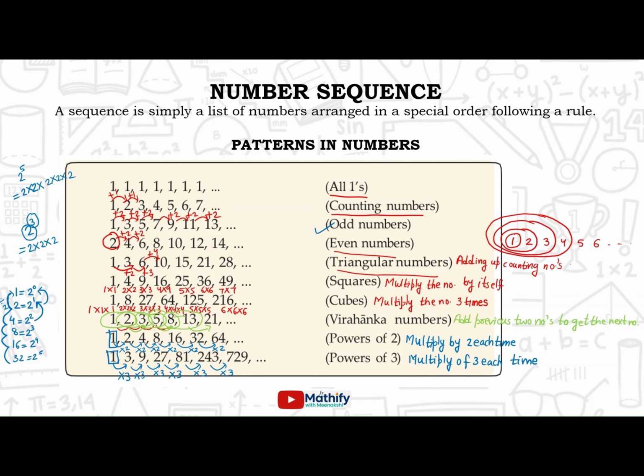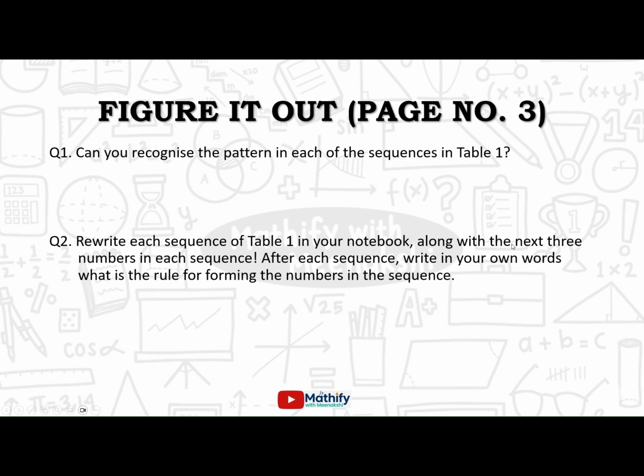Now, let's move to figure it out based on these number sequences. So, it's on page number 3 of your book. Can you recognize the pattern in each of the sequences in table 1? That we have already done. I've already explained all the sequences to you. So it's already done. Now let's move to the second question.